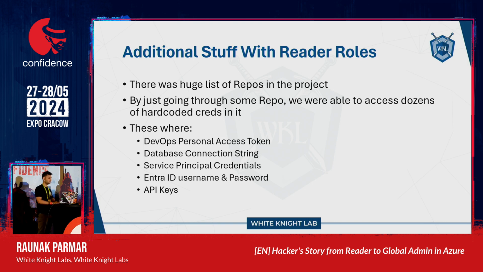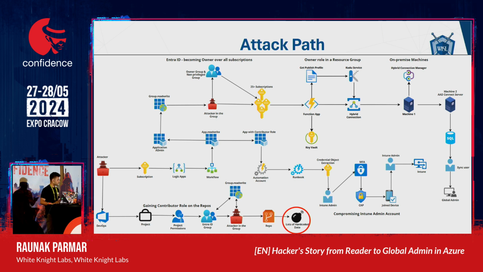an hour we found tons and tons of credentials like DevOps personal access tokens, database connection strings, service principal credentials, Entra ID username and password, API keys, and a lot more. We found a lot of things, and we could have done more damage to the client, but since it's a client, we can't do that. There was lots of hard-coded data, and we could have just thrown a bomb and you cannot do anything.